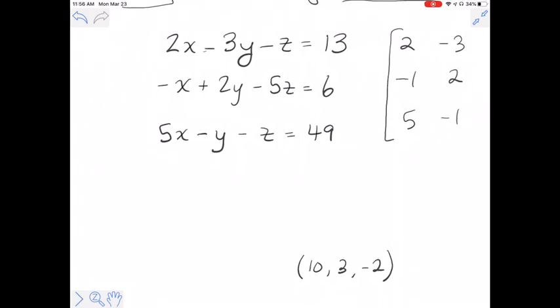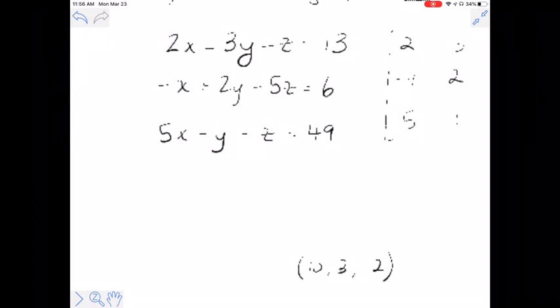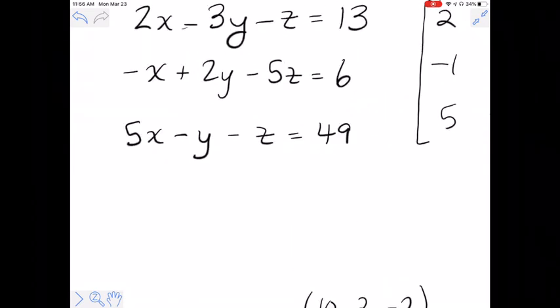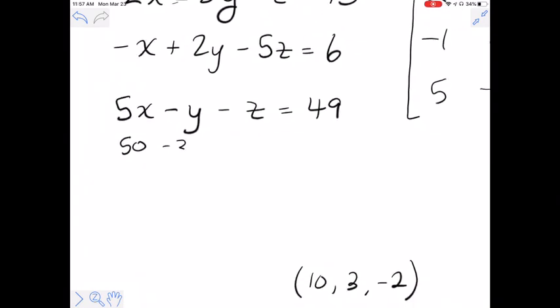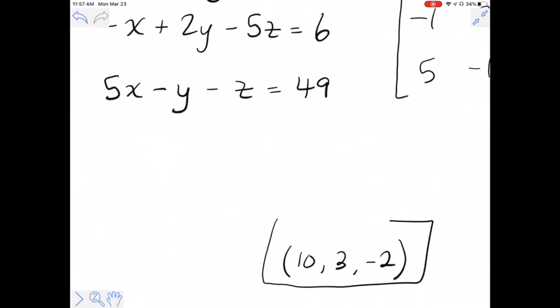So if x equals 10, then that's going to give me 50. And then minus 3 minus negative 2. So 50 minus 3 is 47 plus 2, that equals 49, which is what it should be. So it checks out in that bottom equation. You should check them out in all 3 because a solution should satisfy all 3 equations. But for the sake of time, we're going to call that one good.